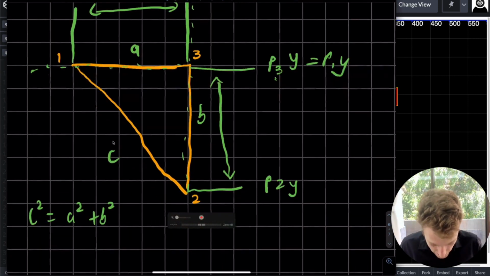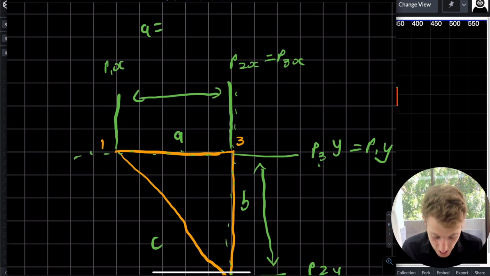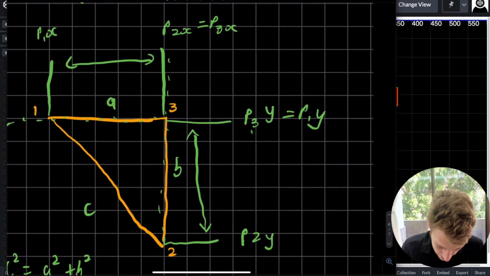So what we have, right, is that from this we can say that A is equal to P2x minus P1x, or P3x minus P1x, which is the same as P2x minus P1x. So we can say x2, this one, P2x, I'm just going to get rid of the P, and say x2 minus x1. And B is simply y2 minus y1, right?